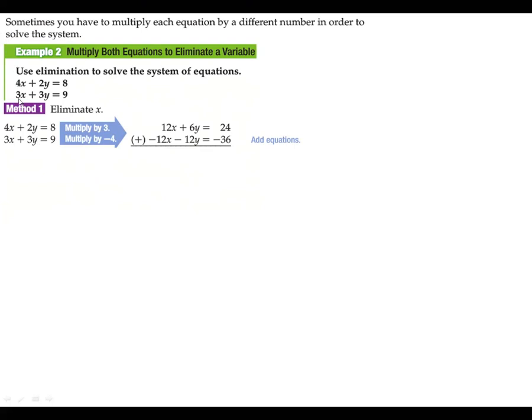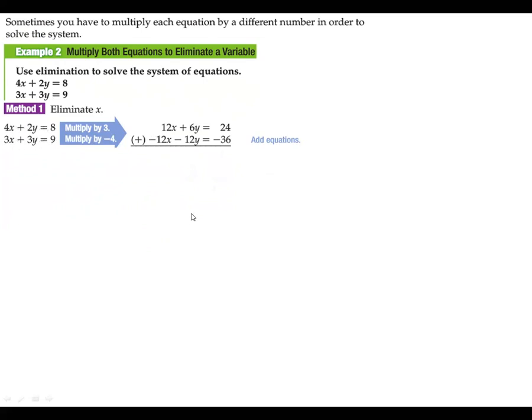So in other words, if I have 4 and 3 here, you can multiply to get it to be the least common multiple of 4 and 3, which is 12. So the first equation, I'd have to multiply everything by 3 to make it 12. The second equation, I have to multiply everything by 4, but I want it to be opposite, so I multiply by negative 4 so that the 12s are opposite. Okay, so we multiply the first equation by 3, the second equation by negative 4.